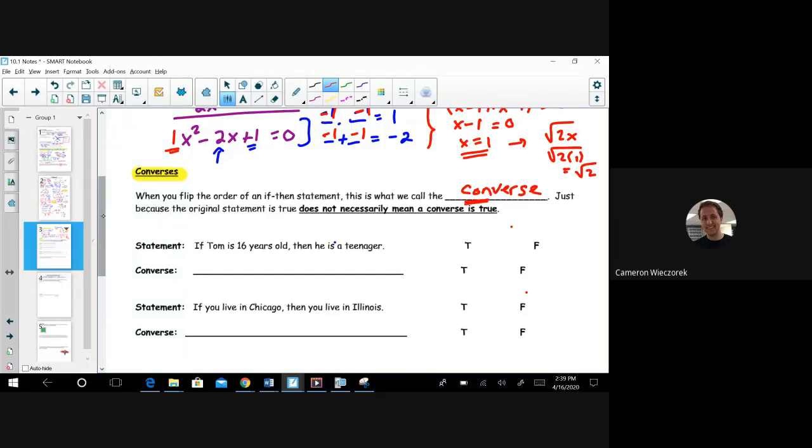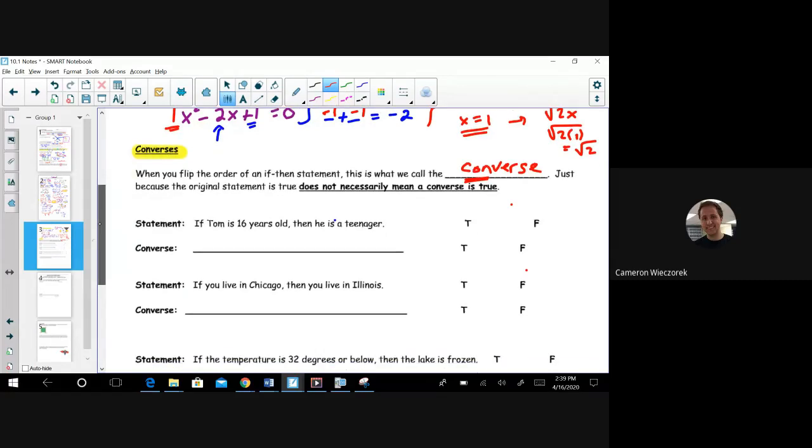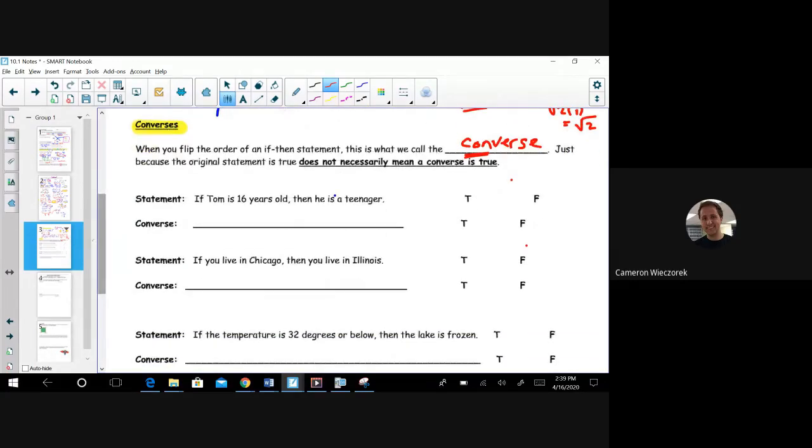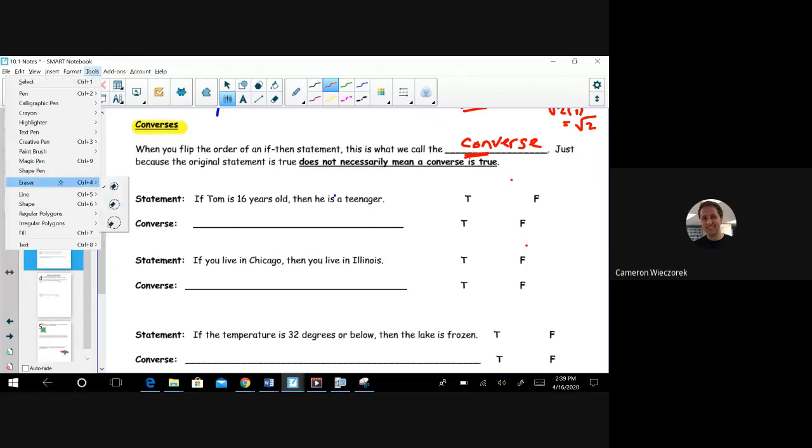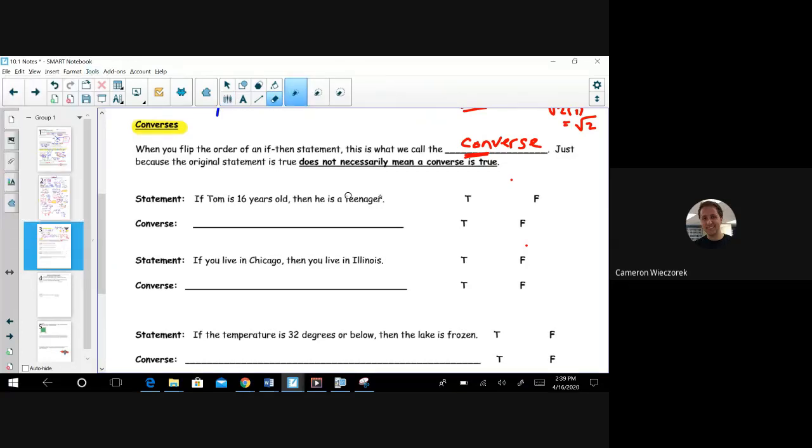Just because the original statement is true does not necessarily mean the converse is going to be true. So let's take the numbers out of it for a minute. Let's just do an example with some words. Makes it a little bit easier to start out. First one says, if Tom is 16 years old, then he is a teenager. Well, that first statement is true. If you have a 16-year-old person, by definition, if you're between 13 and 19 years old, you're a teenager, right? That's true. But let's say I flip these two parts.